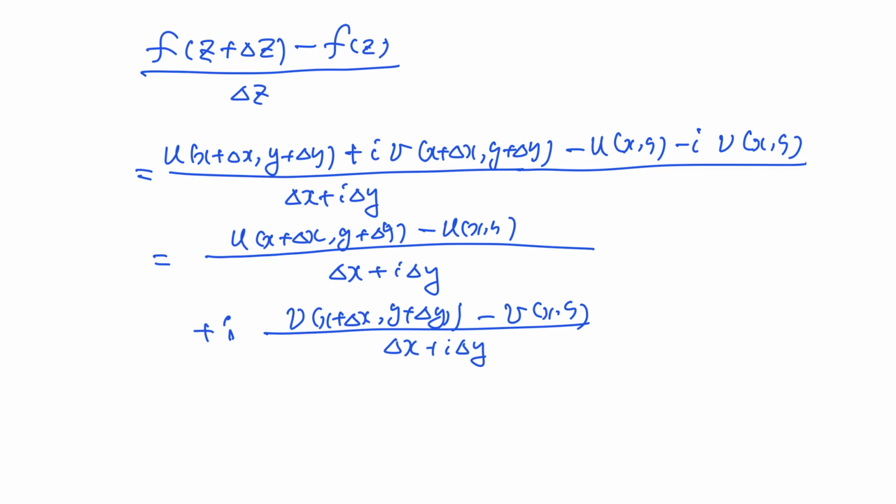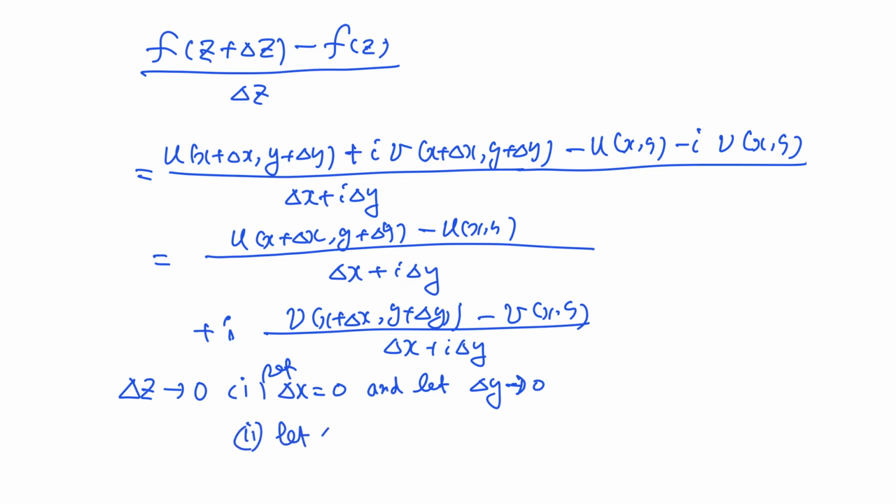And there are 2 possible ways to make the path. So how do we make delta z go to 0? We have 2 possible paths. One is we set delta x equal to 0 and let delta y go to 0. Another path is let delta x go to 0 while setting delta y equal to 0. So there are 2 possible ways to approach delta z equal to 0. And the condition for differentiability requires that the final result is unique.